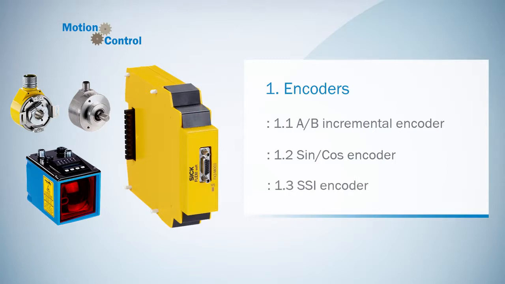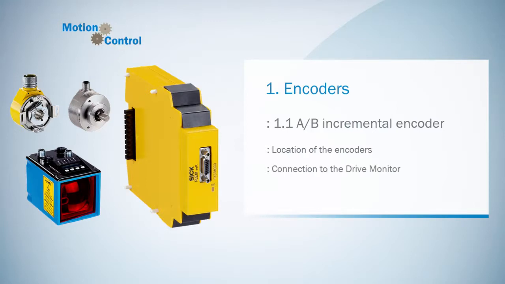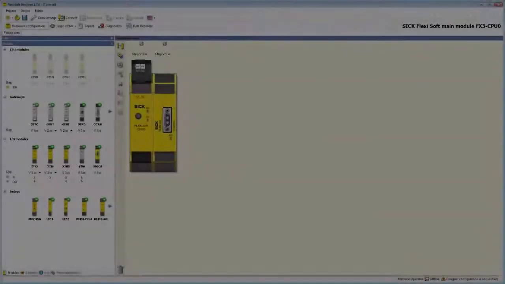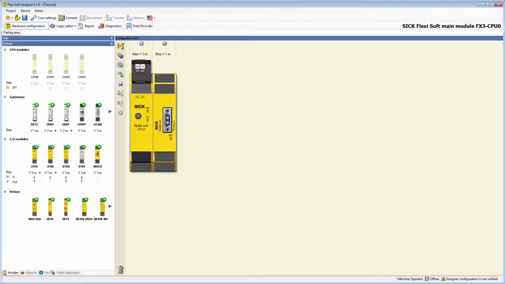In this first video about the AB incremental encoders, I'm going to explain where the encoders are located in the FSD, how to connect them to the drive monitor, and how to configure the encoder. In this context, we start straight in the hardware configuration of the Flexi Designer. I have already placed a CPU 0 and a Mach0 in the configuration area. However, due to our modular concept, we could use any CPU in combination with the drive monitor.